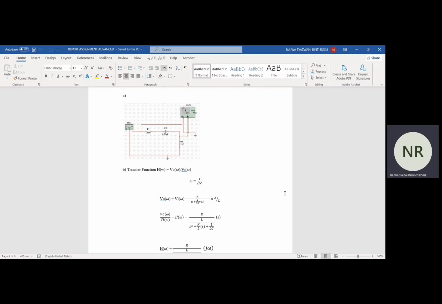Each passive component is assigned a value. There are three passive components used in this bandpass filter circuit, namely resistor, capacitor, and inductor. The value assigned for the resistor is 12 ohm, while the value of capacitor is 0.33 micro, and the value given in inductor is 3 milli.